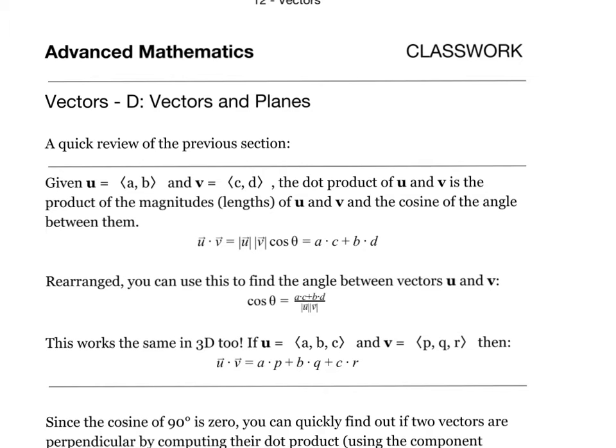So the first page of this section is really a review of the previous one, and it starts off at the top of the page with a quick rundown on the dot product and how that works, how you do it, kind of the mechanics of it. But that's from the end of Part C.